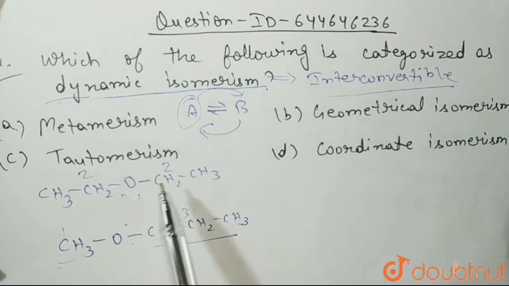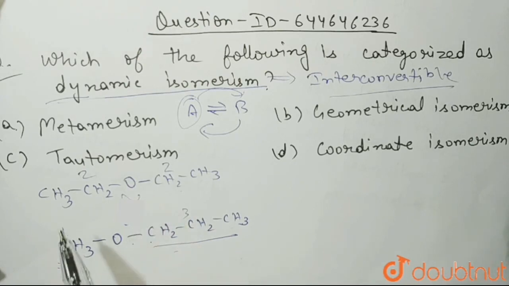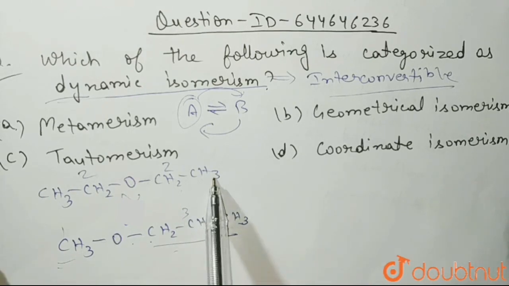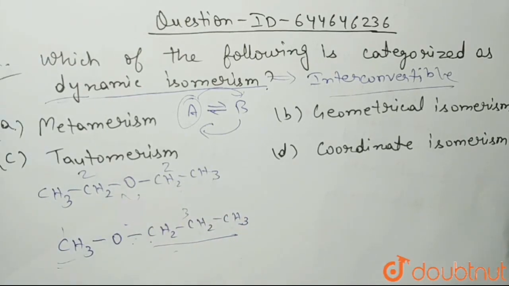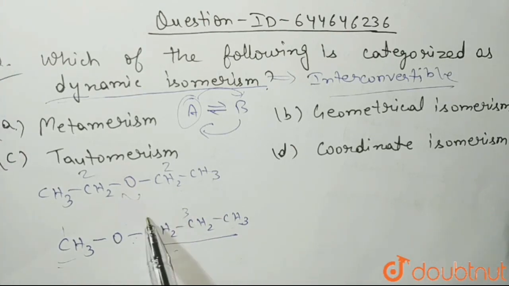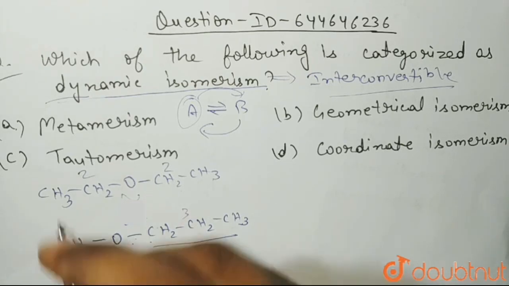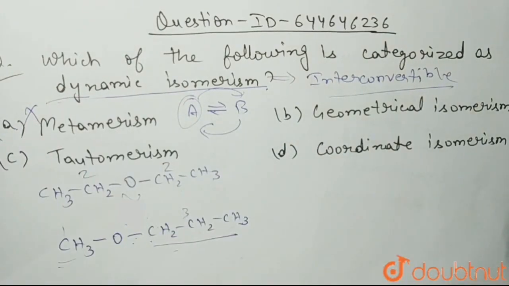There is a dynamic equilibrium between them. But here it will not happen like this, because for this a complete bond has to be broken and a complete bond has to be formed again. These are metamers, they are isomers, but they are not in dynamic equilibrium. They are not interconvertible into each other directly, that's why A is not the correct answer.